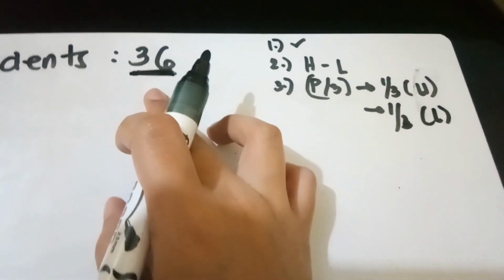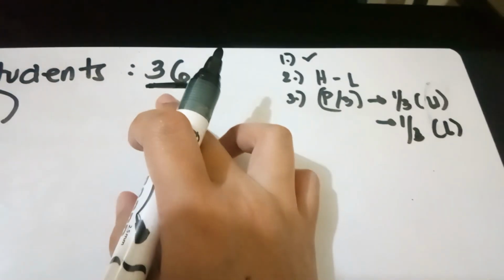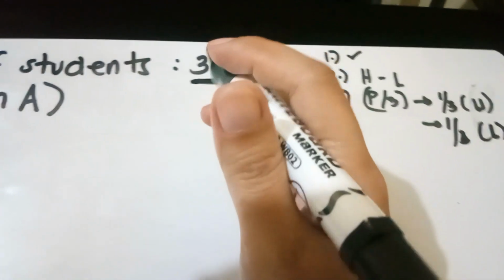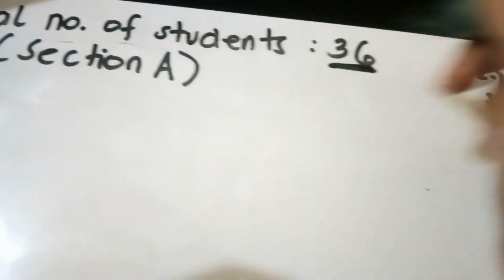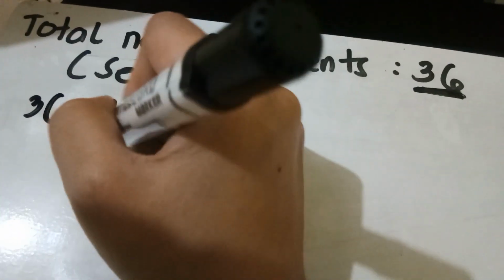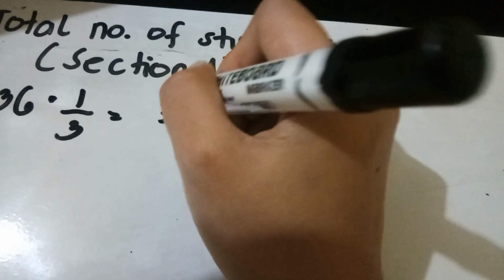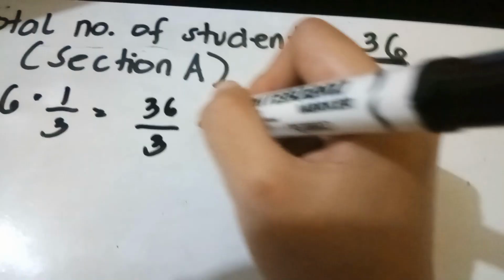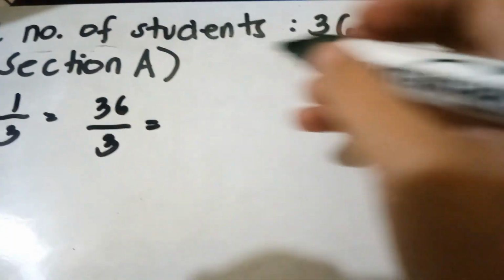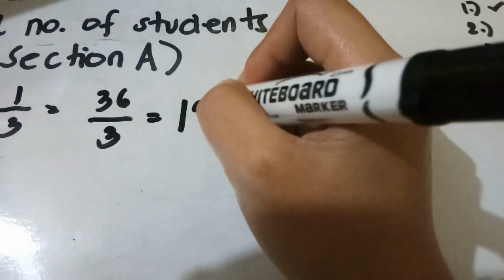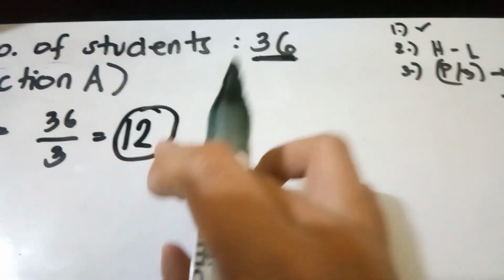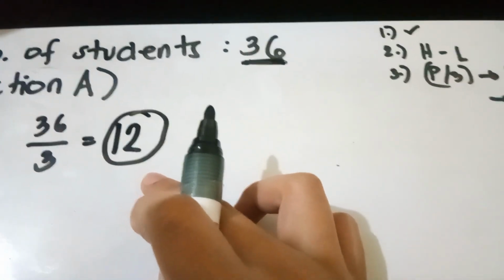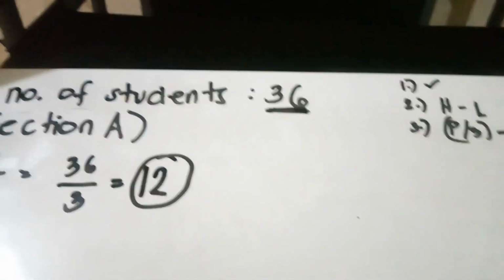Nasa number 3 na tayo. So, you divide it by 3. So, 36, kasi nga kukunin mo yung 1/3. Paano mo ba kukunin ang 1/3 ng 36? Multiply it to 1/3. Or simply, 36 all over 3. Tama? 36 divided by 3, we have 12. Okay? So, 12 na test papers ang kukunin mo sa nasa higher group.